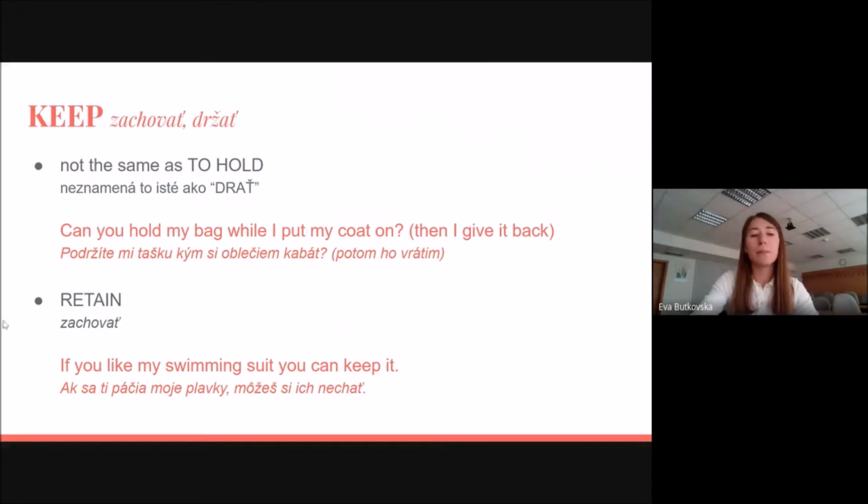So study the example. Can you hold my bag while I put my coat on? Then I give the bag back or coat back. So really, keep means to retain. If you like my swimming suit, you can keep it. If you like this marker, I'm holding it now and I can take it home and I can keep it. So that's the main and general meaning of the verb keep: to retain, to keep it to myself.